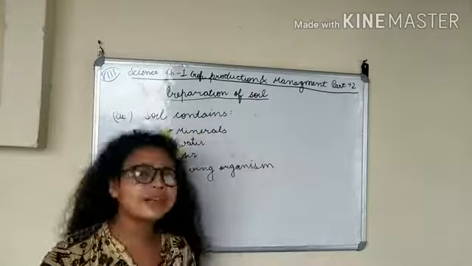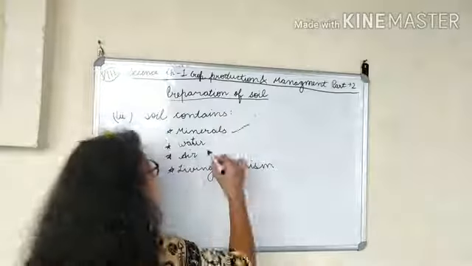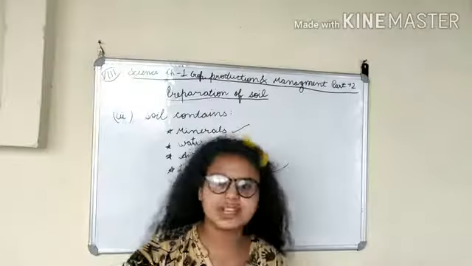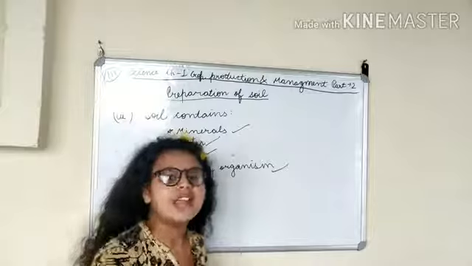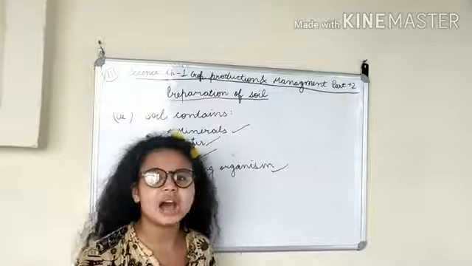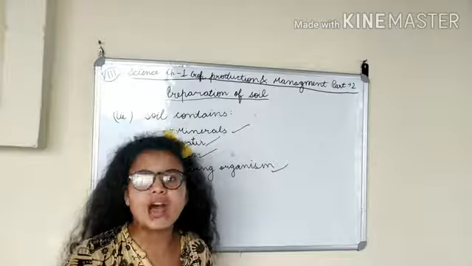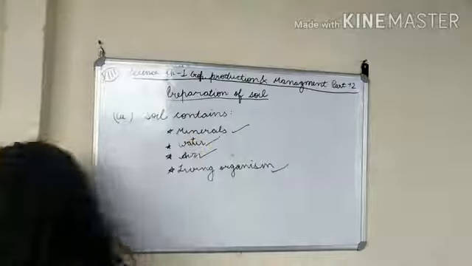Right? Now, what does the soil contain? The soil contains minerals, soil contains water, soil contains air, and soil contains living organisms such as earthworms, snails, and many insects. And some microbes which we can't see with our naked eyes. We have to see them under a microscope. Right? Now let's come to our next point.